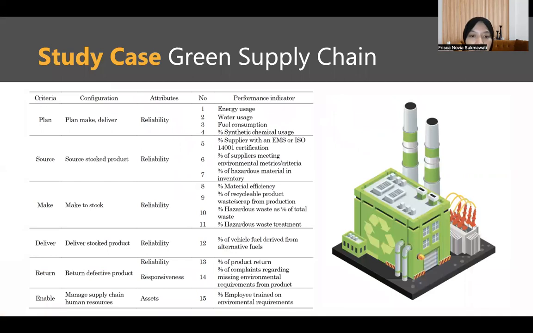Now, let's look at the case study. Here I take an example of green supply chain that I took from Arjuna et al.'s research in 2022.